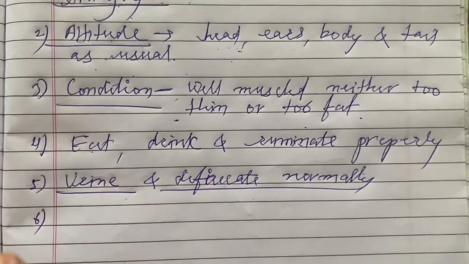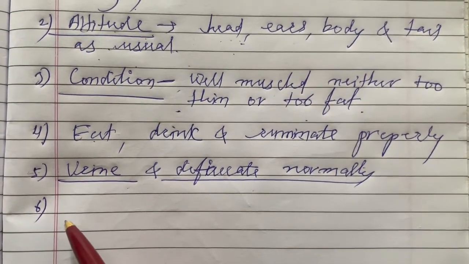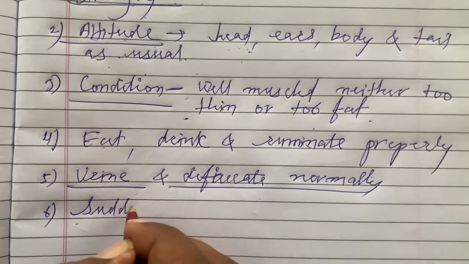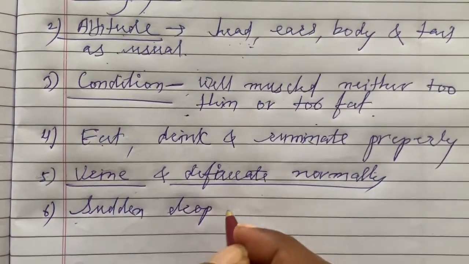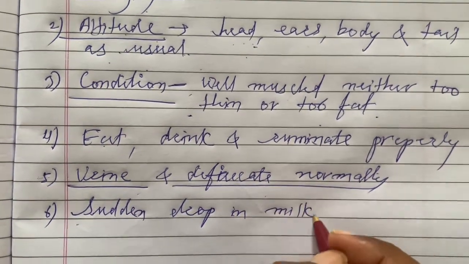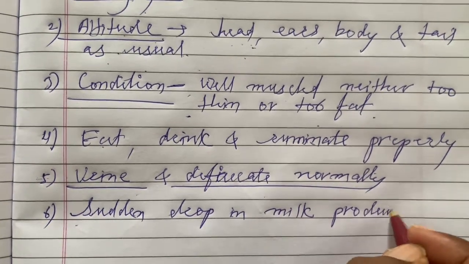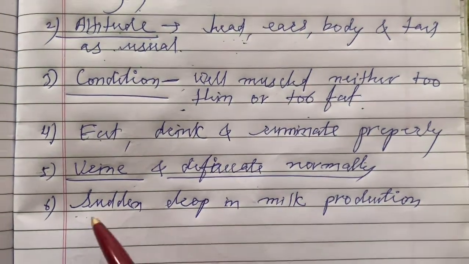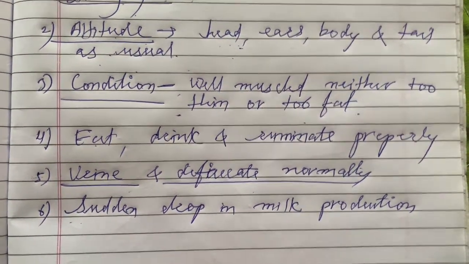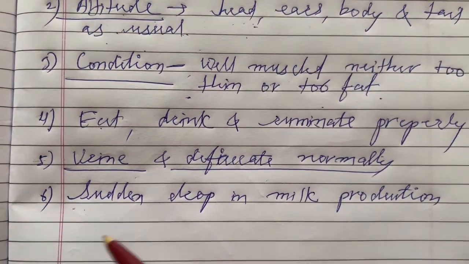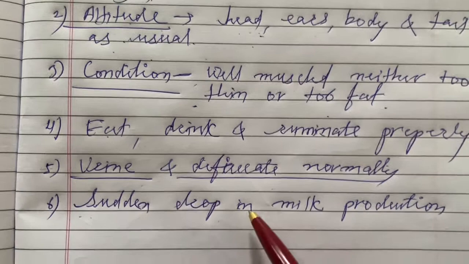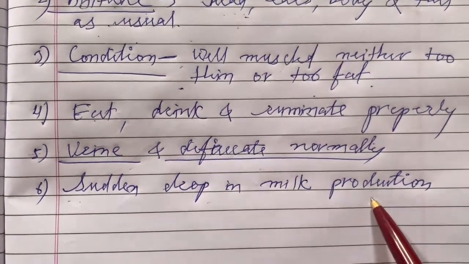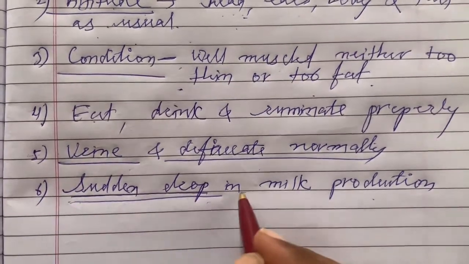Then the sixth point is, if a cow is in milk, is there a sudden drop in milk production? If the cow is in milk and we find that the cow is not giving milk properly and the quantity of the milk has dropped, in that case we may say that again this cow is suffering from a disease or the health of animal is not normal. So the sixth point is the sudden drop in milk production.